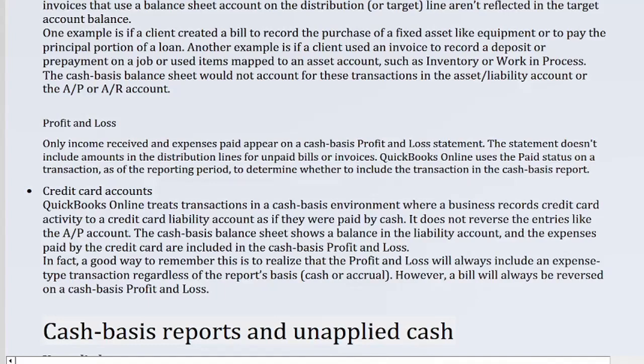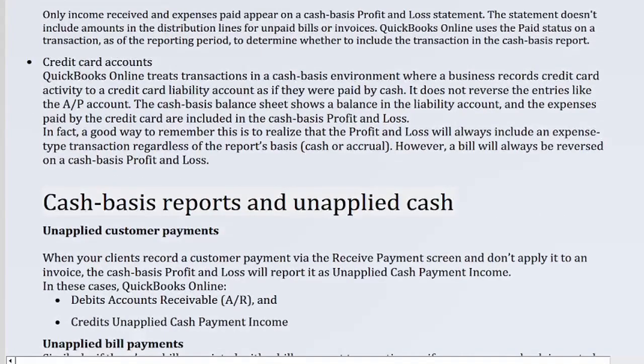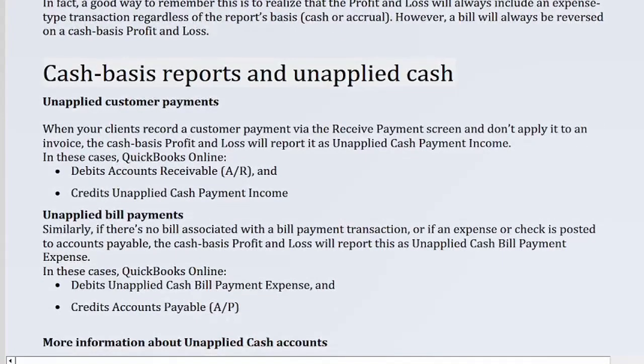In fact, a good way to remember this is to realize that the profit and loss will always include an expense-type transaction regardless of the report's basis, cash or accrual. However, a bill will always be reversed on a cash basis profit and loss. Cash basis reports and unapplied cash.